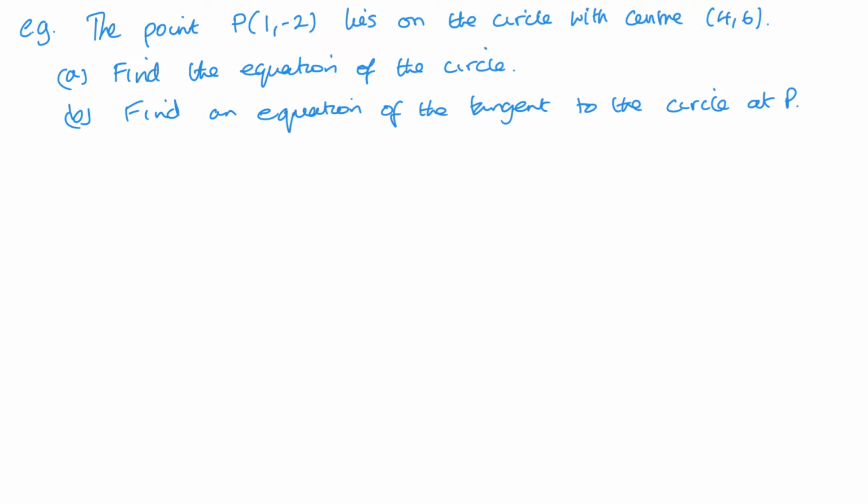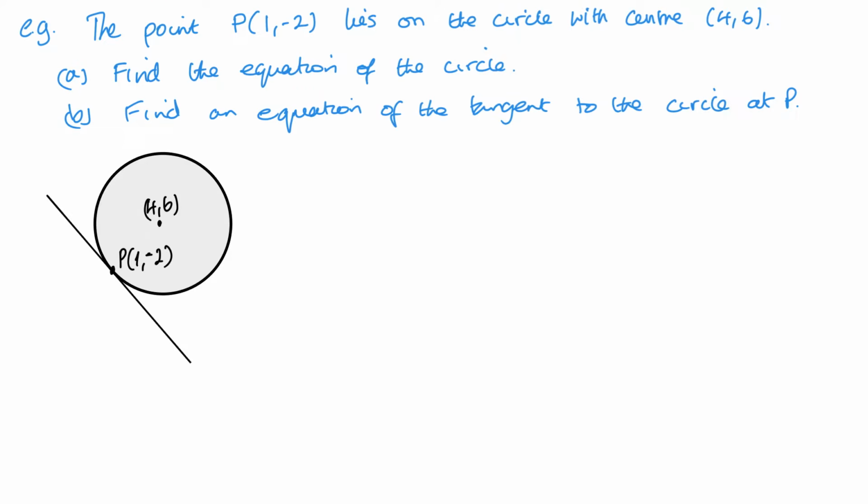So in this example, we have the point P lies on the circle which has center 4, 6. Find the equation of the circle and then find the equation of the tangent to the circle at P. You don't need to sketch it to be able to solve this, but I've put a very quick sketch down just so that you can see what we're looking at. It's sometimes more important to do a sketch when the problem becomes more challenging with several things on it. A sketch will help.